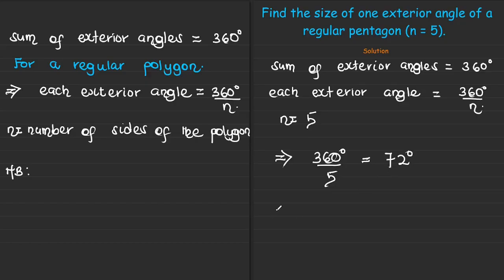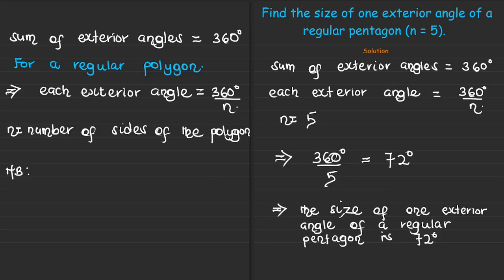It simply implies that the size of one exterior angle of a regular pentagon is 72 degrees. As simple as that. Very straightforward.